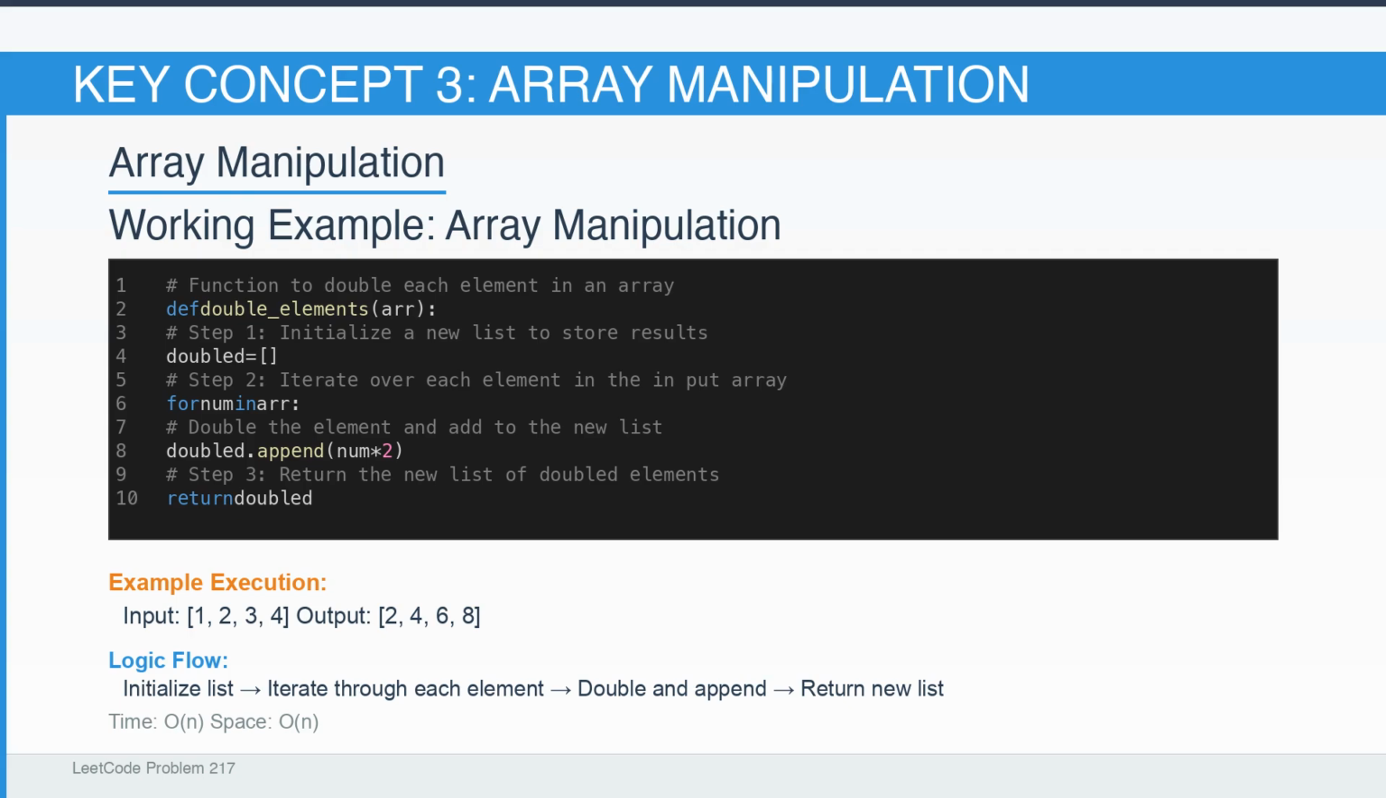This process is repeated for every item in the original array. Finally, we return the new list of doubled elements. So if our input was 1, 2, 3, our output would be 2, 4, 6. This demonstrates how we can manipulate data in arrays effectively.